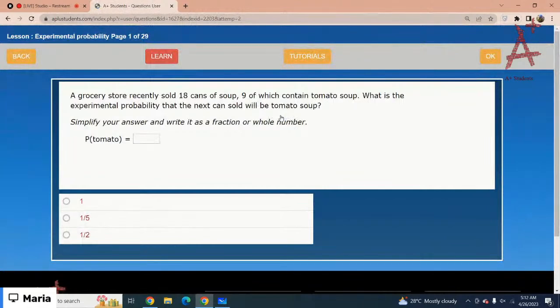A grocery store recently sold 18 cans of soup, 9 of which contain tomato soup. What is the experimental probability that the next can sold will be tomato soup? Got it? So you have to calculate this experimental probability. In experimental probability, you have to look for the total trials. You can divide the probability by the total outcomes. Got it? So you have the total sold, the total cans are 18, 9 of which are tomato soup. So the probability of tomato soup is 9 over 18.